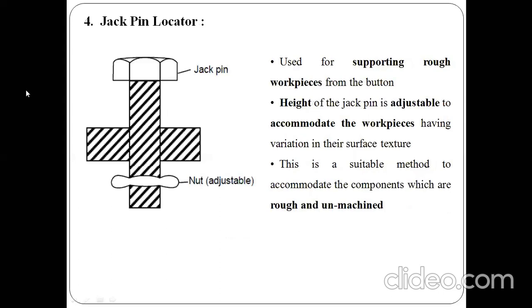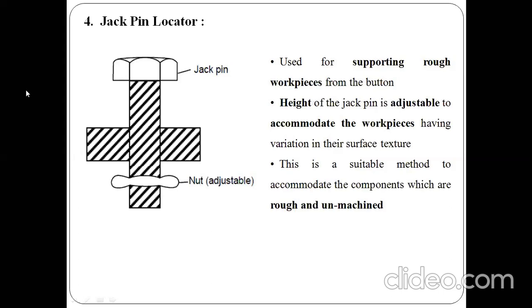Jack pin locator is used for supporting a rough workpiece from the bottom. Unmachined components can be located with the help of the jack pin type. This figure represents the jack pin type. It is a nut and bolt type of adjustment, and you can locate your workpiece over the fixture with the help of this jack pin locator.